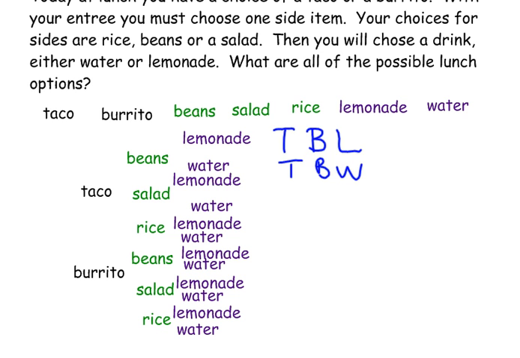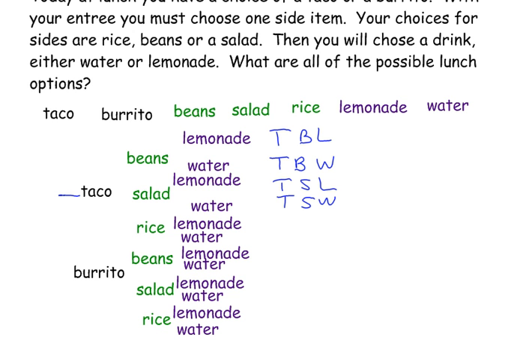And then we can use this to make a list of all of our different options. If we go the taco route, we could have taco, beans, and lemonade, or taco, beans, and water. We can have taco, salad, and lemonade, or taco, salad, and water. And then the last option would be taco, rice with lemonade, or taco, rice with water. Those are all the options if we choose tacos.